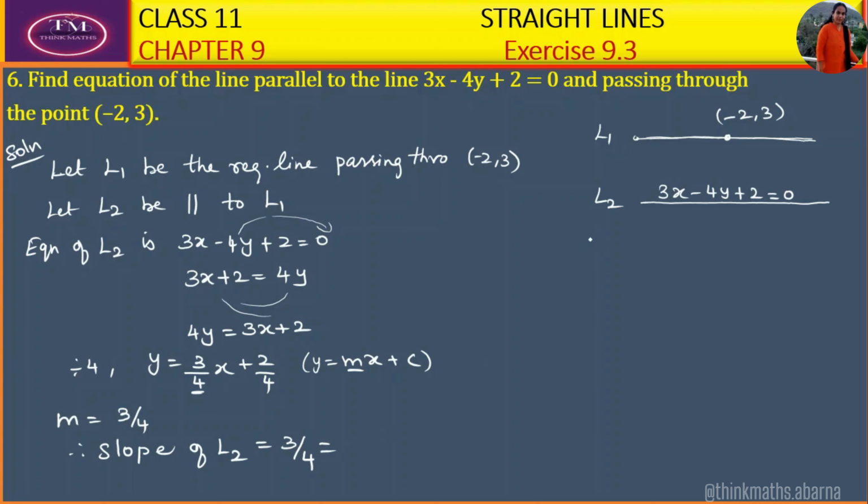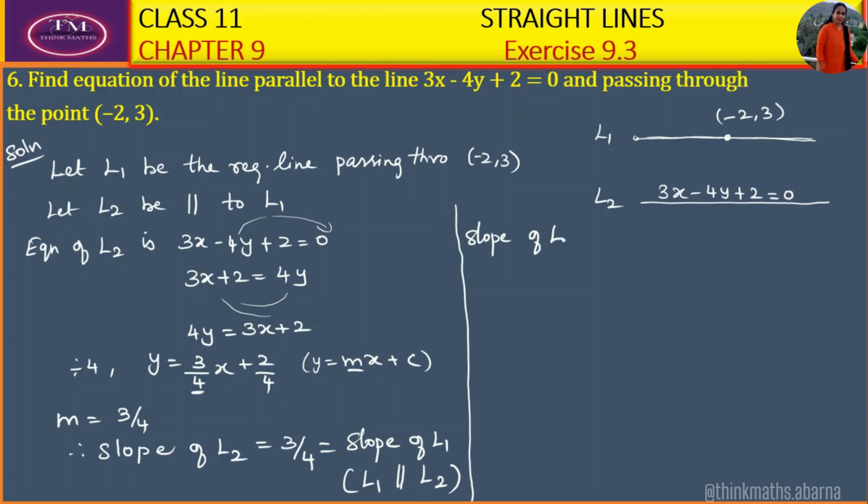As L1 is parallel to L2, both their slopes will be the same. So this is equal to the slope of L1, because L1 is parallel to L2. If two lines are parallel, their slopes will be equal. So now we have the slope of L1, m is equal to 3 by 4, and it passes through x1 comma y1, which is minus 2 comma 3.